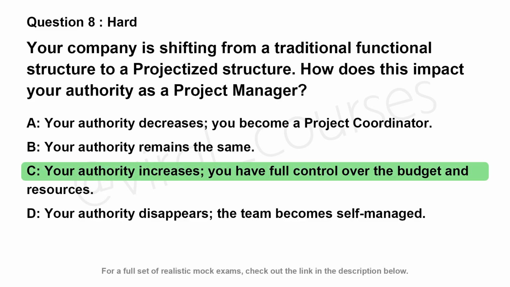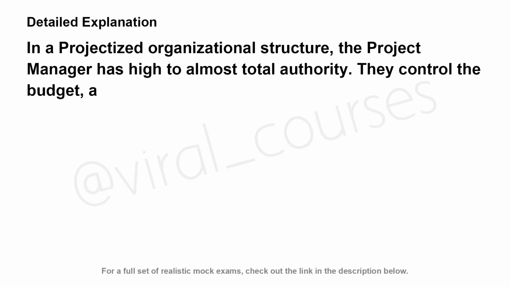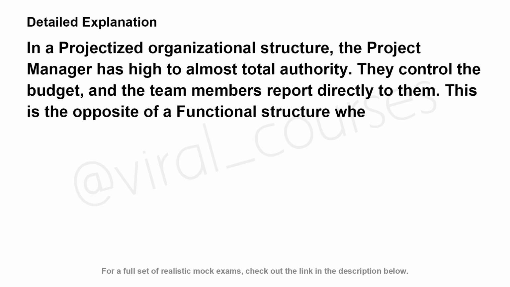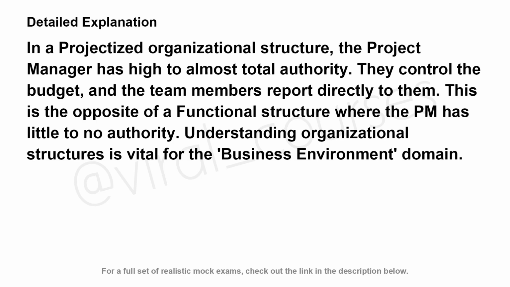The correct answer is C. In a projectized organizational structure, the project manager has high to almost total authority. They control the budget, and the team members report directly to them. This is the opposite of a functional structure where the PM has little to no authority. Understanding organizational structures is vital for the business environment domain.